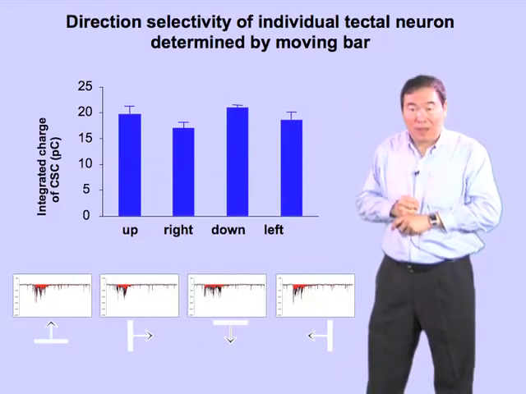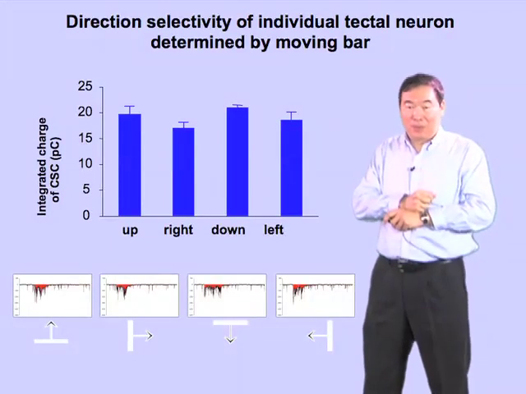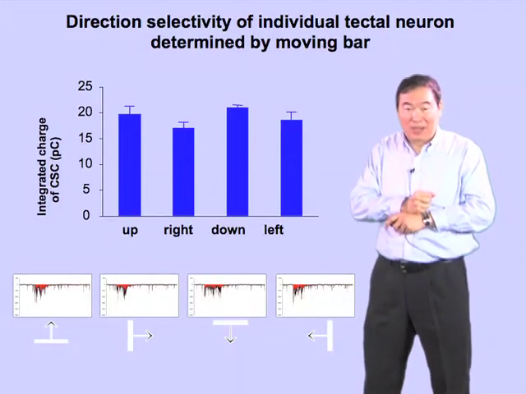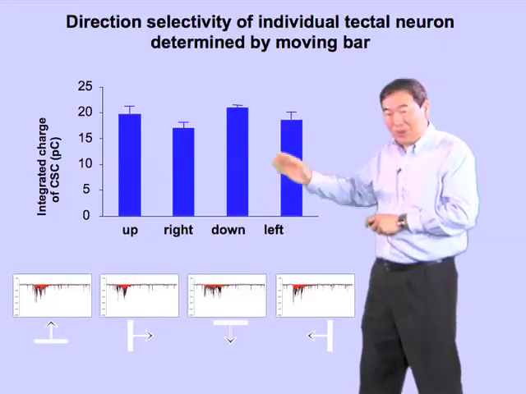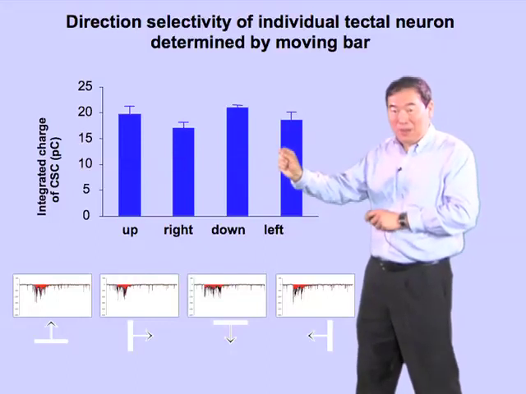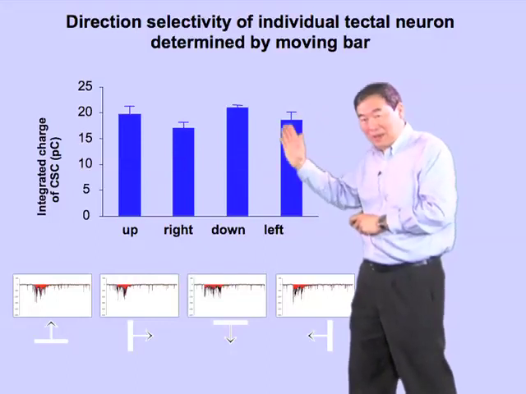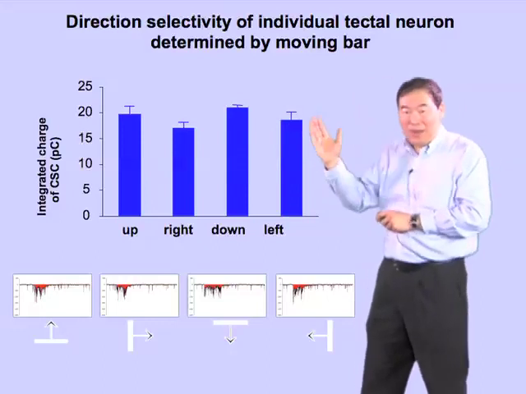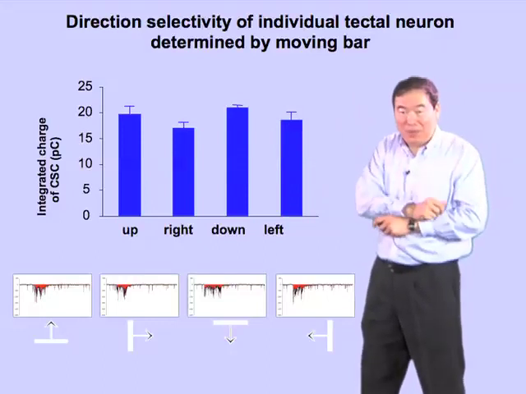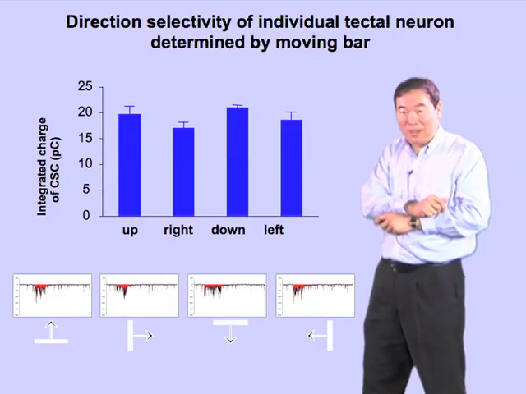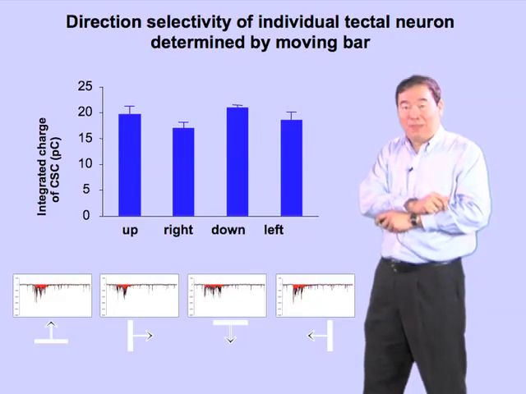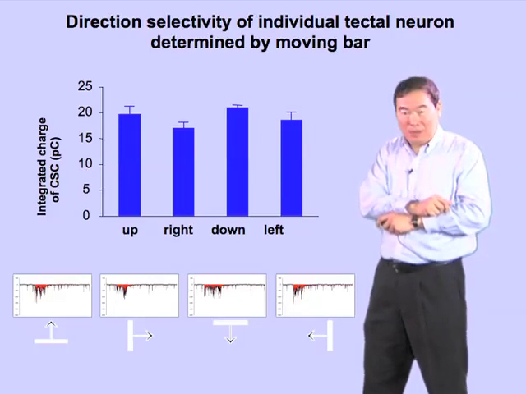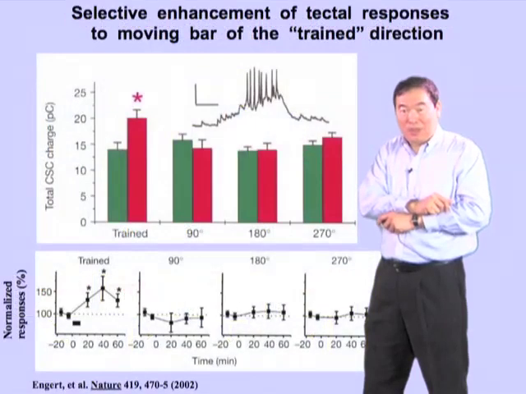So now the experiment is very simple. You might have already guessed. If we now train the tadpole by repeatedly giving a moving bar in one direction, like playing music in one direction constantly for a long time, what would happen to the response of the cell? Here is what we get.